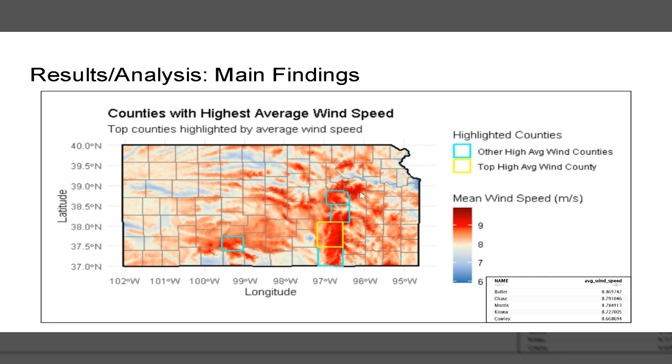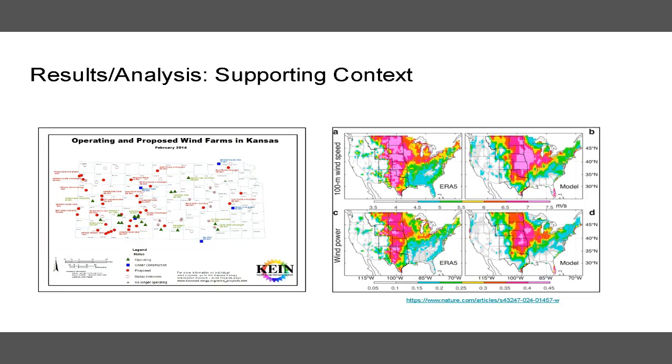So going on, some supporting context. This is from 2014, but some of these other operational and proposed wind turbine farms, you can see some already in our area. So I wonder if there are any new plots out there that can show this. And then here's a future model of future wind speeds and wind power, and you can see Kansas is good in all these models and all these certain data sets. So a little bit of supporting context to help solidify that these areas in Kansas are very probable.